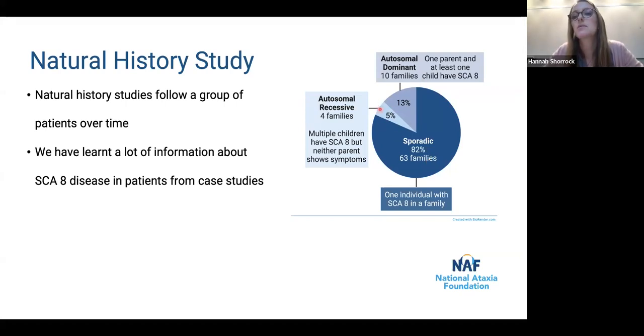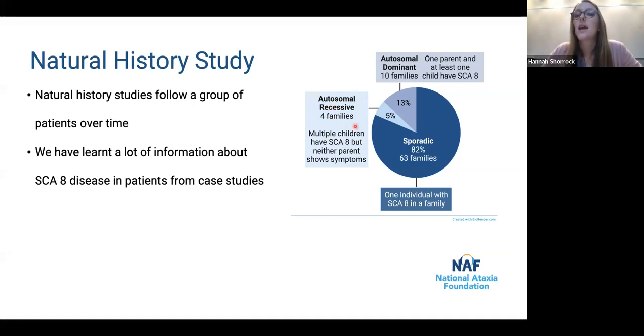There was also a small subset of families, 4 families, that actually presented in a recessive manner. And so in a recessive disease, you typically need 2 copies of the mutation to develop disease. And what that generally looks like in a family is that you will have no affected parents, but you'll have multiple affected children.